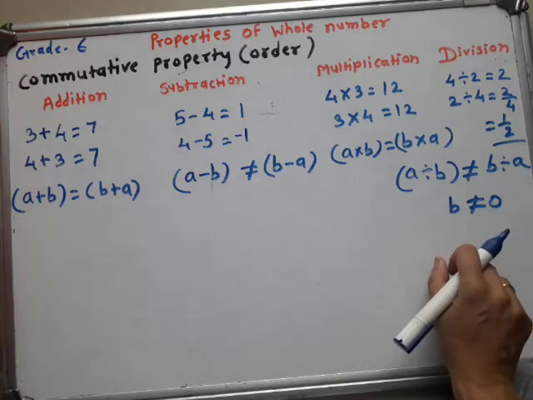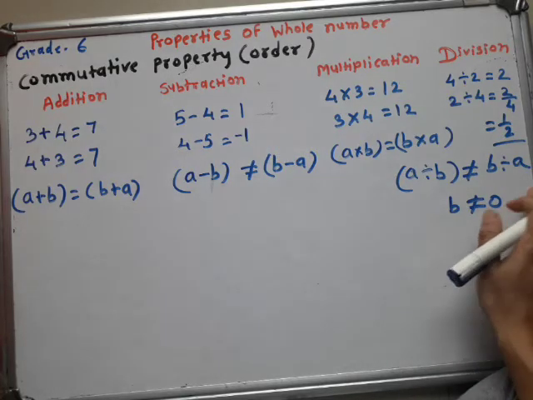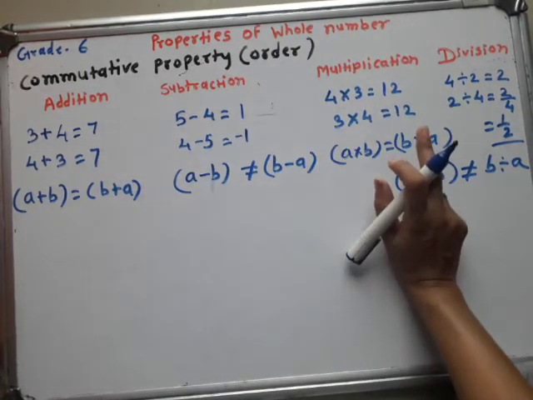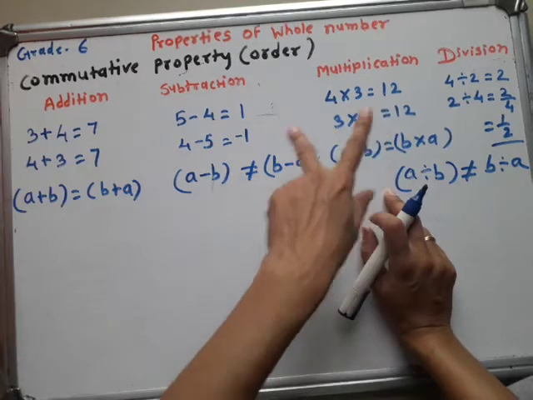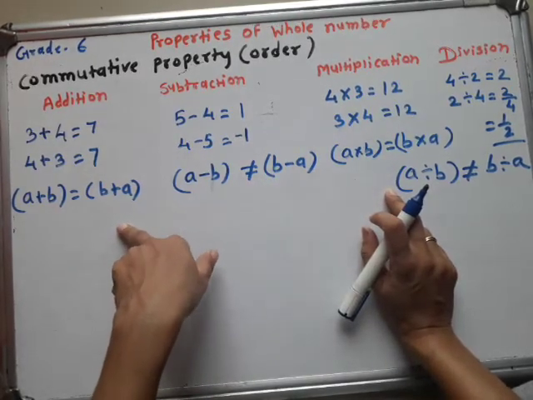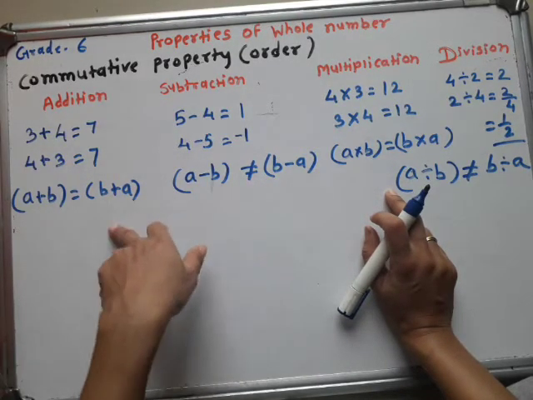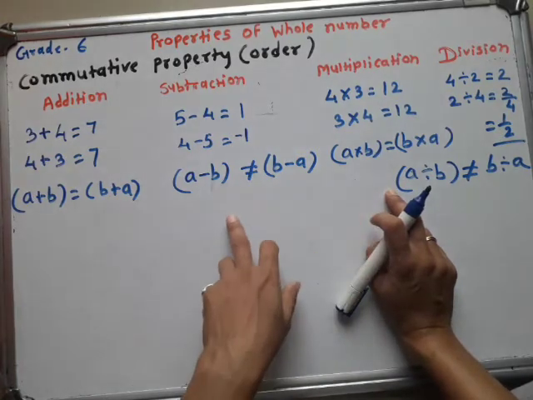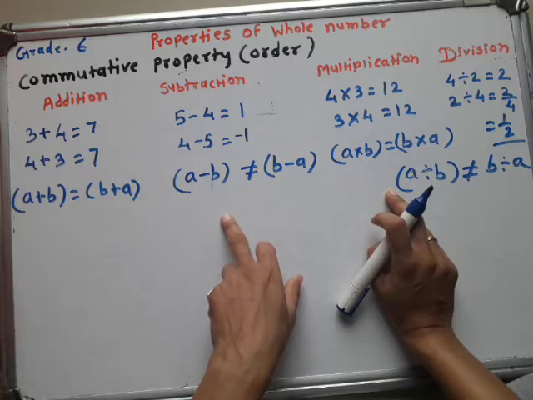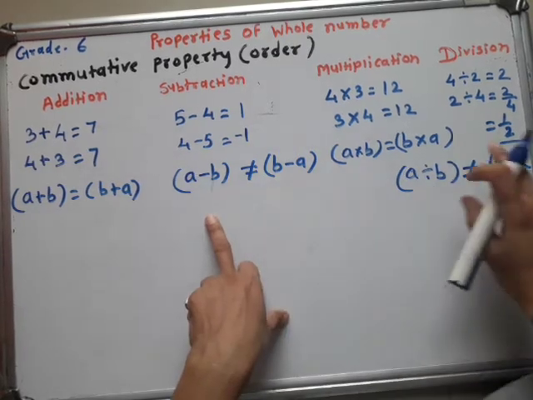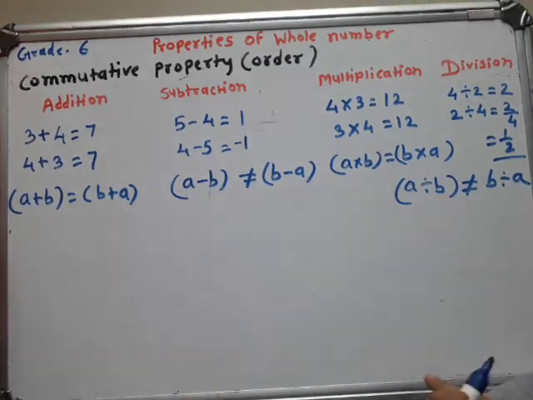This is for the commutative property. The commutative property is true for addition and multiplication, and the commutative property does not hold true for subtraction and division. This is your second property. Now see here the third.